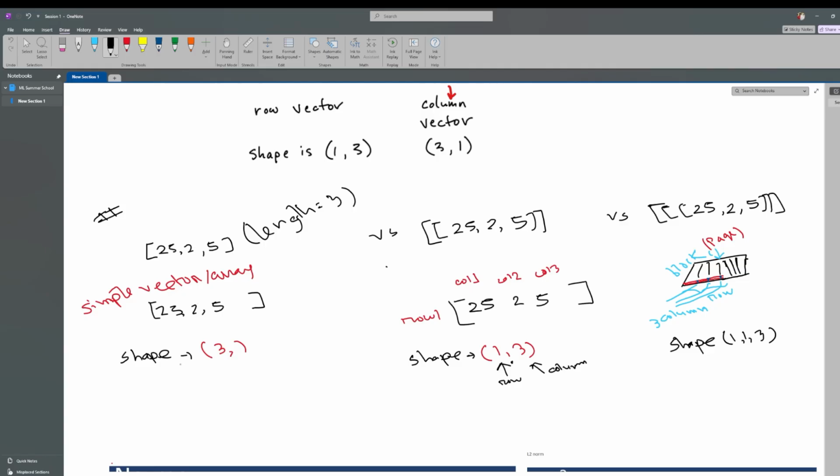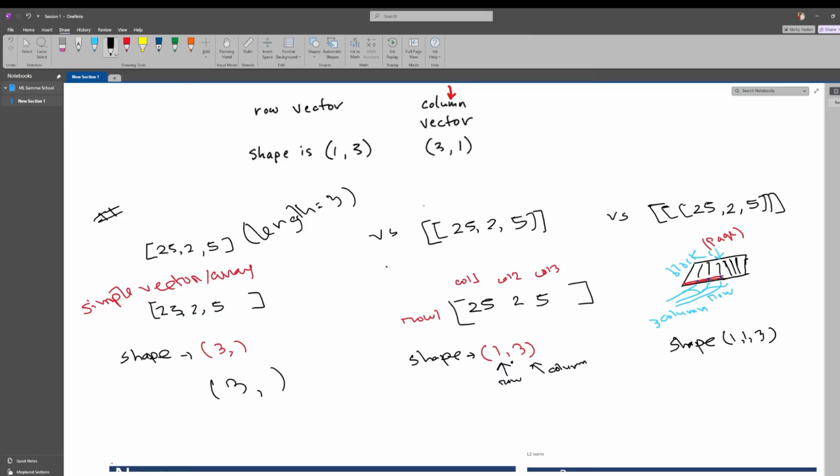When we are going to use coding, in our code there is something called shape. This shape basically gives us an idea about this thing. When it is a simple vector, if we want to know the shape, it will return something like 3 comma nothing. So it means we just have 3 values, that's it. We have length 3 and that is what we required.